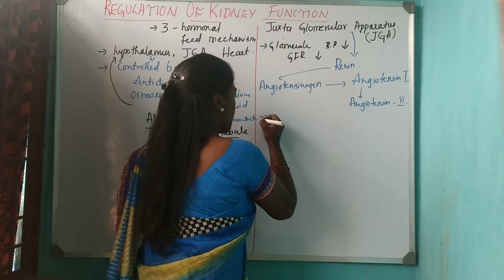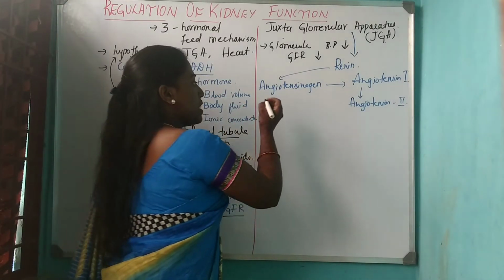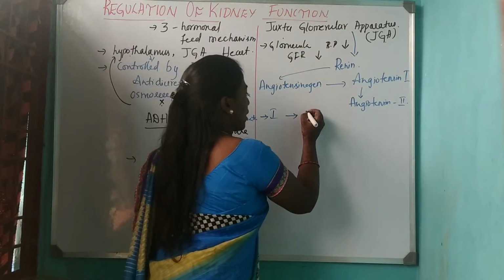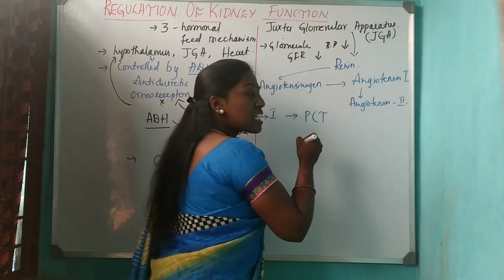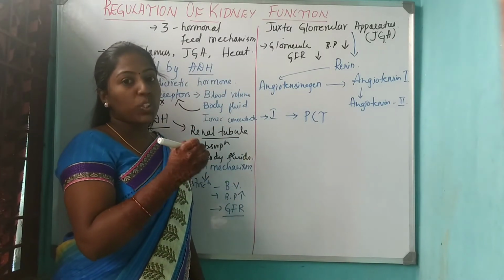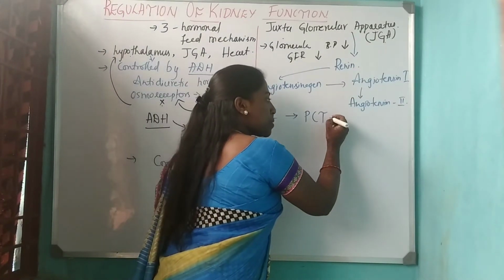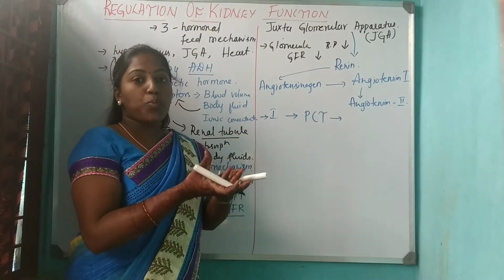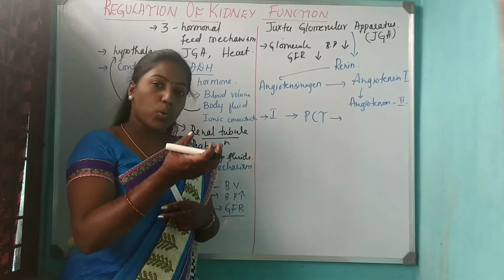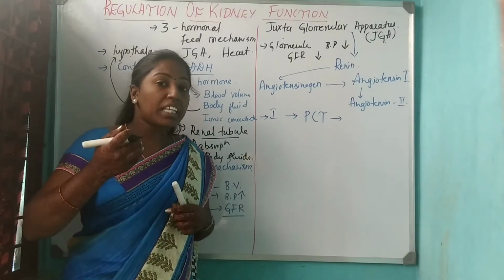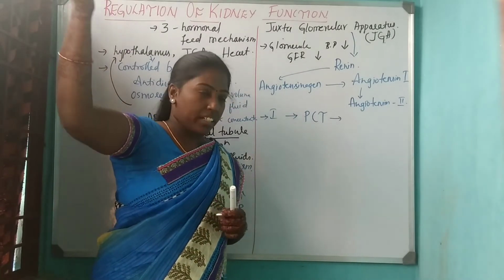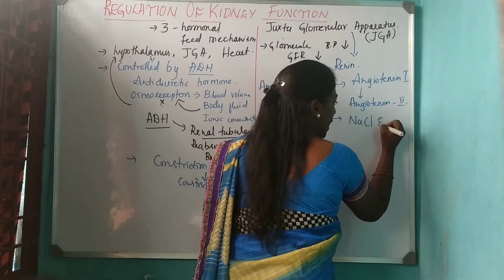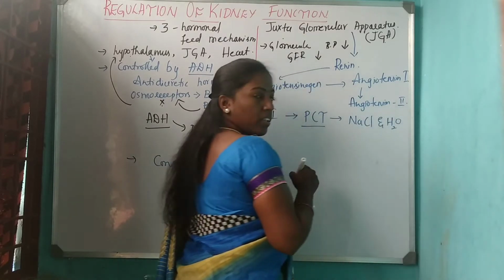One, firstly it will act on the PCT. What is PCT? Proximal convoluted tubule. It will instruct the PCT to reabsorb more sodium chloride and water, so that the blood volume level can be increased. So it stimulates them to absorb more amount of sodium chloride and water.